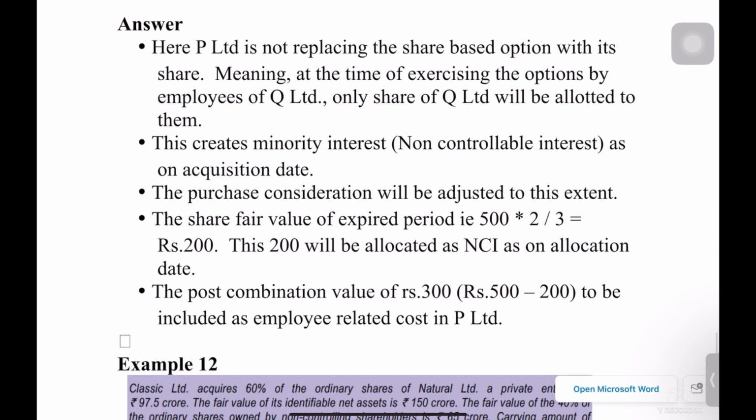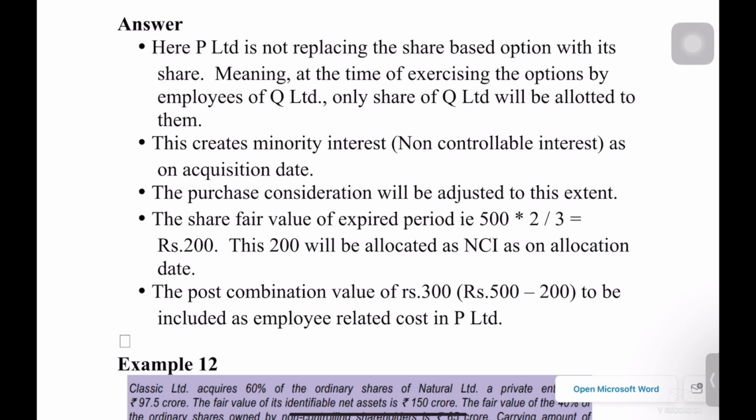Okay, so in this case, P Limited is not replacing the share-based option with its shares. This is the main difference from the previous example to this example. Here the acquirer is not providing its shares. Acquiree shares will be given to those employees who are eligible for the share-based payments. Meaning, at the time of exercising the options by employees of Q Limited, only shares of Q Limited will be allotted to them.